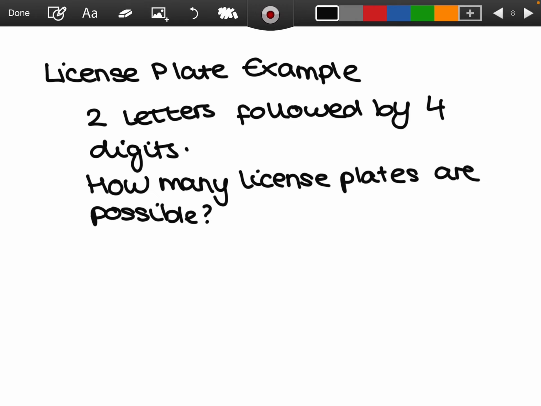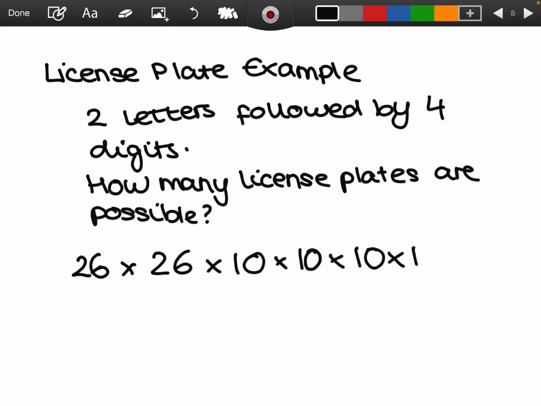Like I said, you'll have to make sure when you do this that you take into account what letters are allowed, what numbers are allowed, etc. So please keep that in mind when you do these examples. But in our case, there's 26 possibilities for the first letter. We're allowed multiples of letters, and there's no exclusions on the letters, so there's 26 possibilities for the second letter. And then there's 10 possibilities for the first digit, 10 possibilities for the second digit, etc. Again, all numbers are allowed here, and we're allowed multiples of numbers.